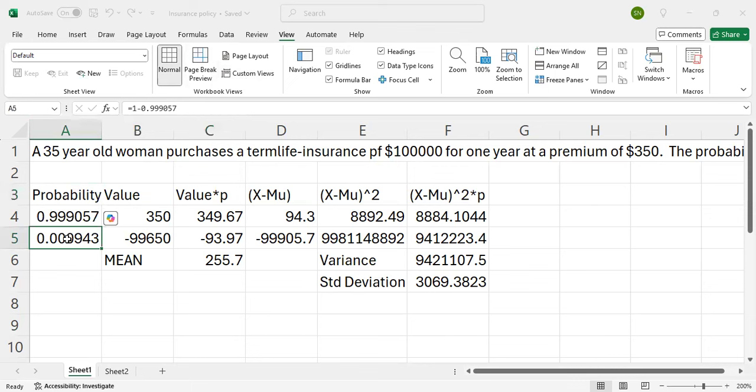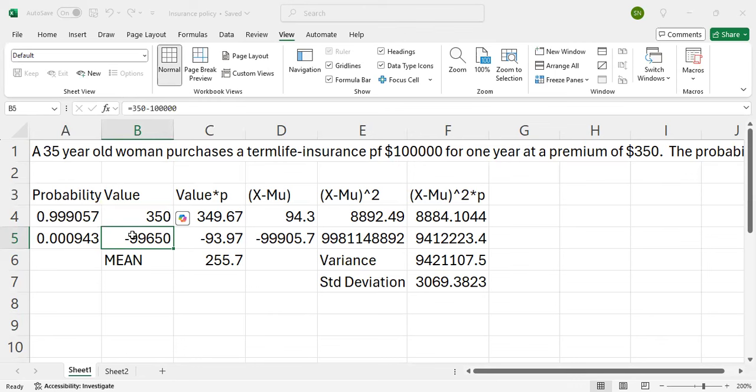The second row, the probability is the opposite, the probability of the complement event, that the woman does not survive after 1 year. And that probability of the complement event is 1 minus the probability that she survives, which is 0.999057. And that probability value is very low. As you can see, it is equal to 1 minus 0.999057, which is 0.000943.